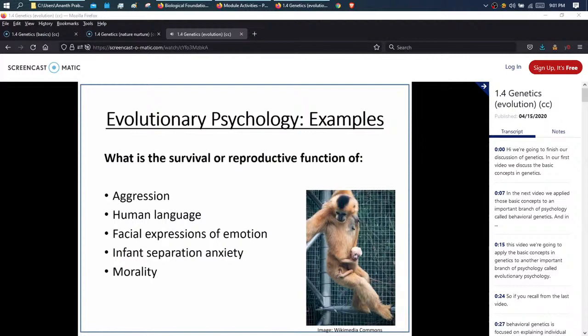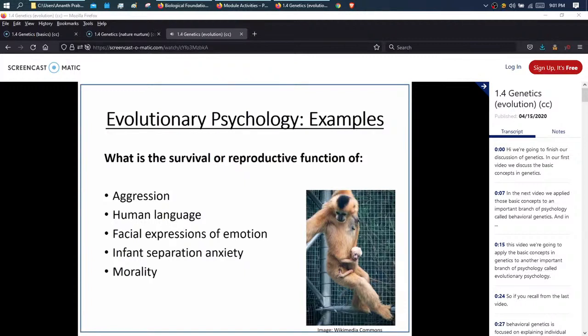So not every trait or behavior has an evolutionary story. Evolutionary psychology does not try to explain everything about who we are. Rather, it tries to provide an additional piece to the bigger story related to relevant traits and behaviors.